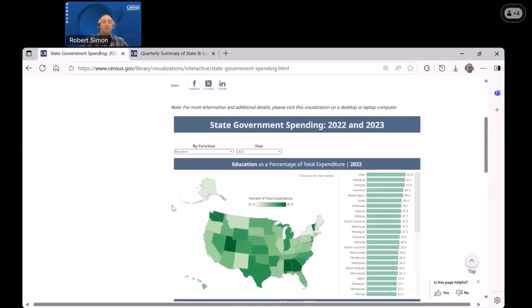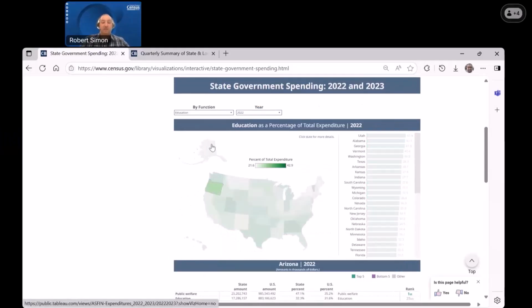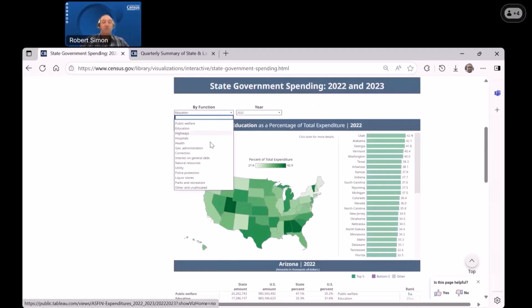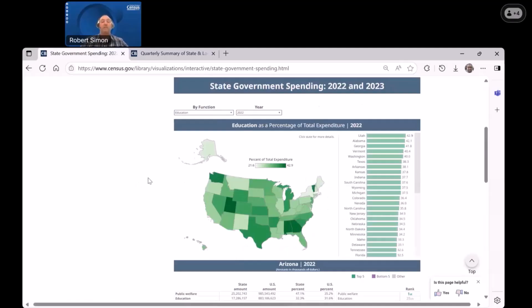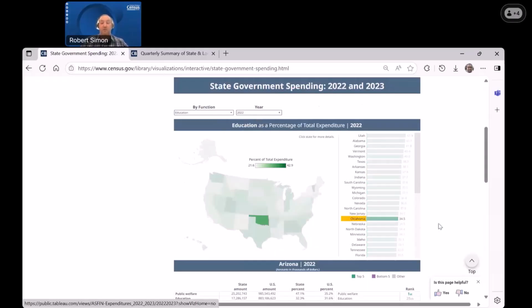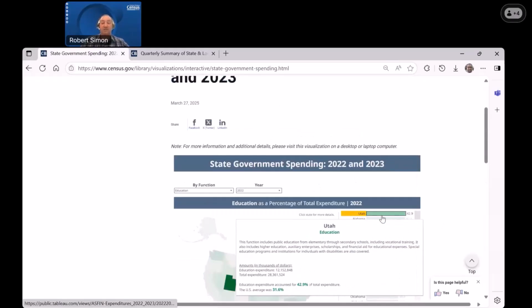So here you can see the visualization that my colleague created. You can toggle between, I think there's about 12 different functions there for fiscal year 2022 or 2023. For each of these functions, it'll show by state the percentage of expenditure that is spent on that function. So we're going to look at education in fiscal year 2022. When we do that, we can see that Utah and Alabama spend the highest percentage of their expenditure on education.